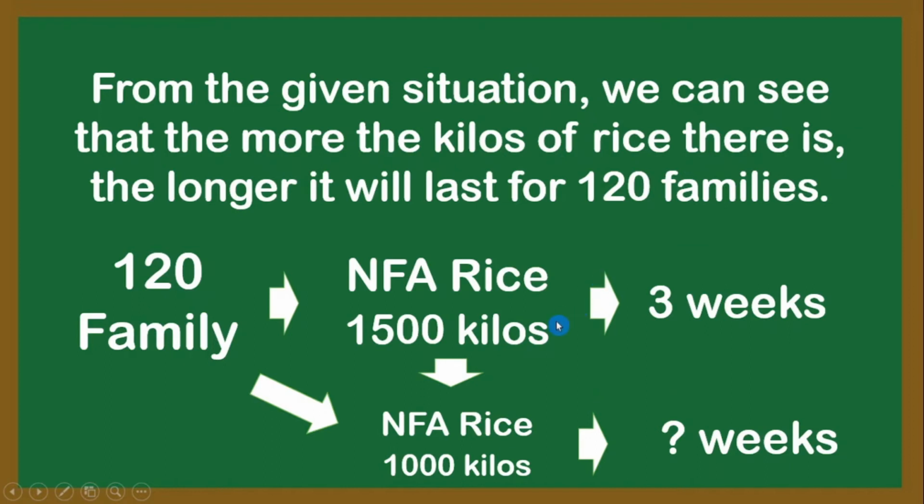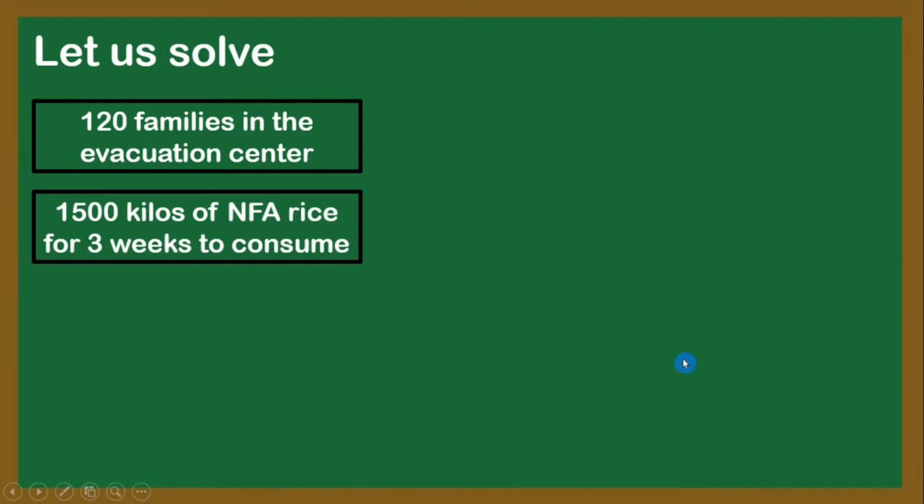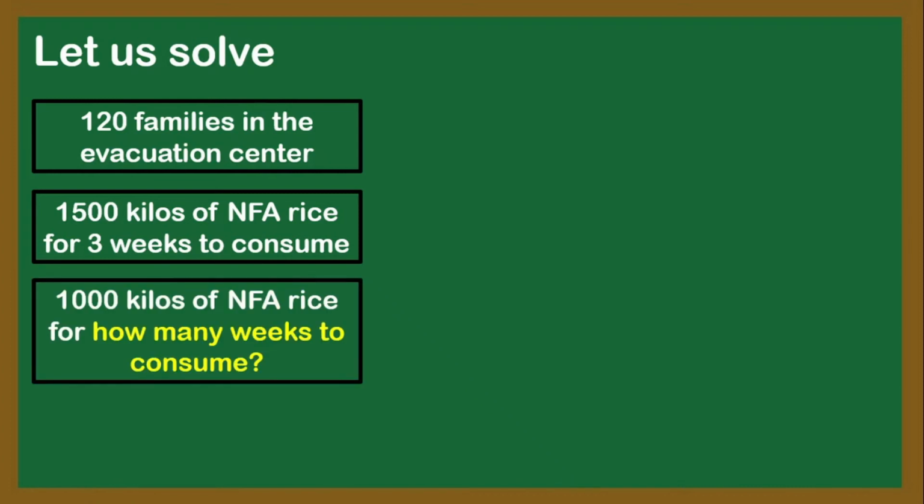So, merong tinatawag na direct proportion. Kung tataas yung kilos of rice, tataas din yung number of weeks. Pag bababa yung kilos of rice, bababa din yung number of weeks. Now, let us solve. The given: 120 families in the evacuation center, 1,500 kilos of NFA rice for 3 weeks to consume, and 1,000 kilos of NFA rice for how many weeks? At yan yung hinahanap natin dito sa ating word problem.